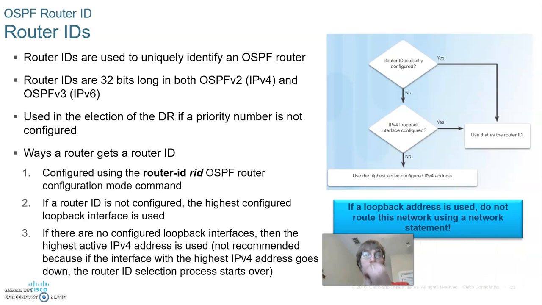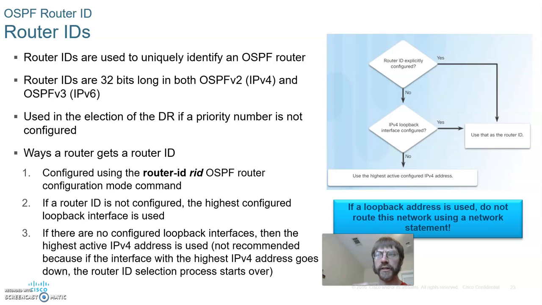Okay, so when you're picking your router IDs, they are used to uniquely identify the OSPF router. So definitely make sure there aren't two of the same router ID in the network. That would be bad. Your router ID is a 32-bit number, both for OSPFv2, which is to say IPv4, and OSPFv3, which is to say IPv6. Now, the router ID looks like an IP address, but it isn't one. It is really a 32-bit number in dotted decimal notation. So it's not an IP address.